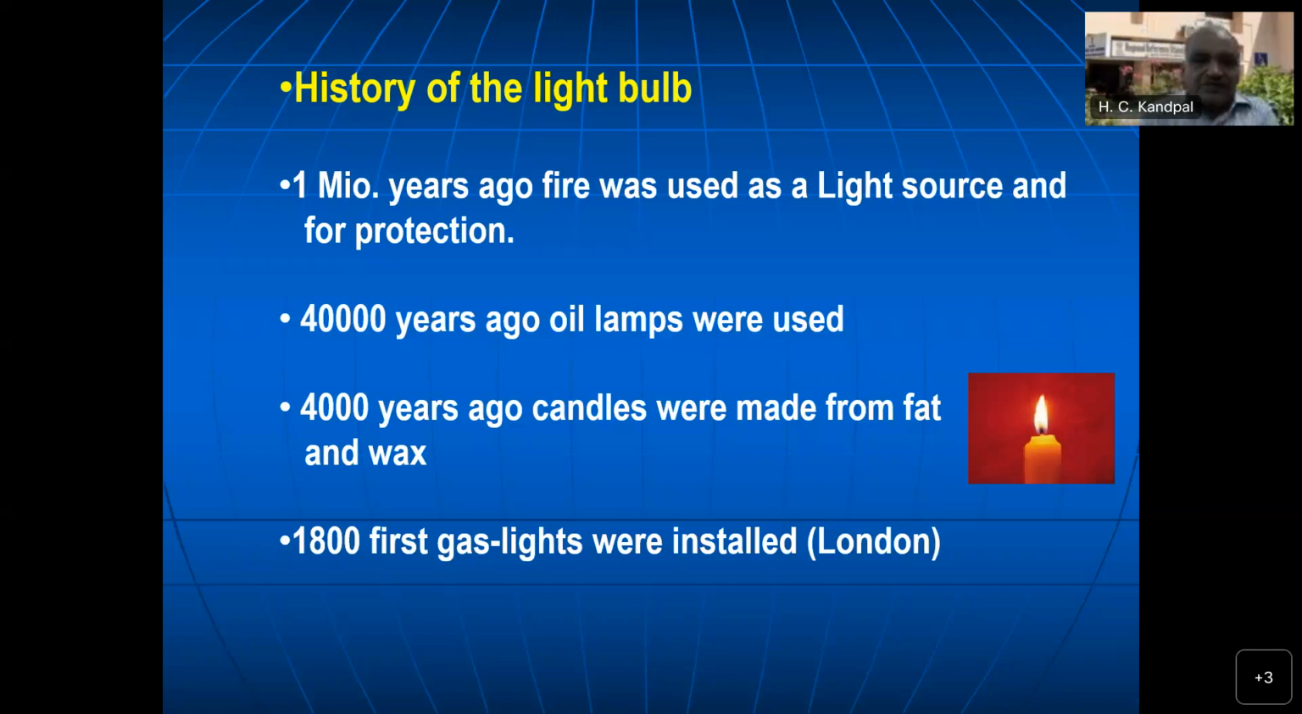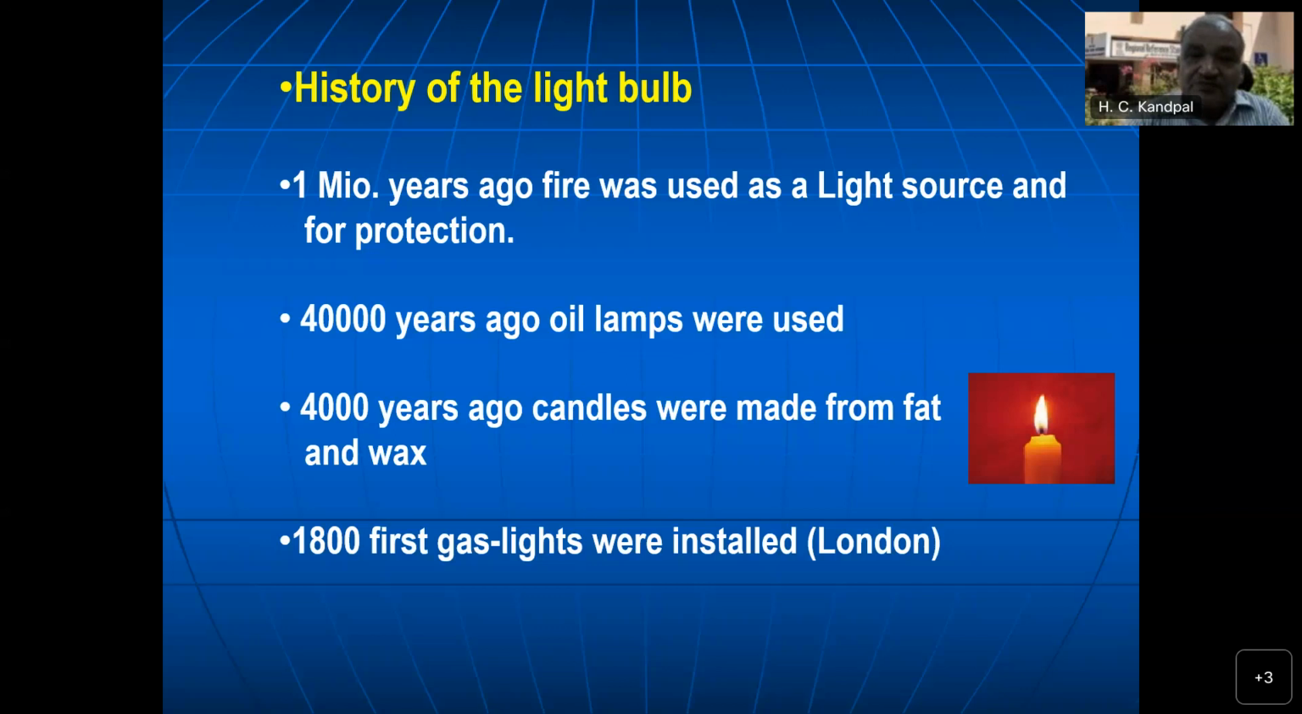And now slowly and slowly advancement took place. I will go through the history of the light bulb, how this was invented, and then we will come to the measurement science. So 1 million years ago, fire was used as a light source for protection. About 40,000 years ago, oil lamps were used, and to a great extent still are, in many countries, as well as in this country also. Oil lamps are used for lighting the houses, and also in remote areas of the country, these oil lamps are still used.